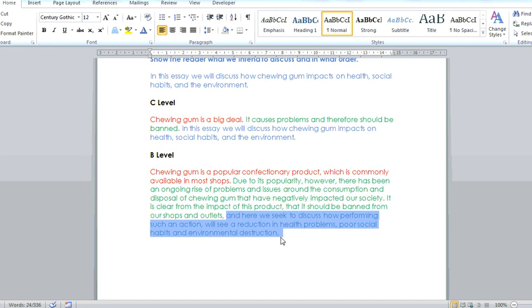Now, one of the key things, if you've looked at some of the other videos that you might notice, is that we're actually starting to use a process called nominalization here. So rather than saying just simple statements about what each paragraph is going to be about, we've been clearer in actually giving names to the problems themselves, so that we can see that it's not just health, it's actually health problems. It's not just social habits, it's actually poor social habits. And it's not just the environment, which could be good or bad, but it's environmental destruction.